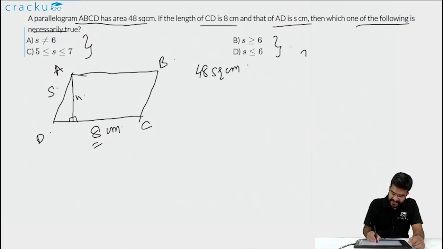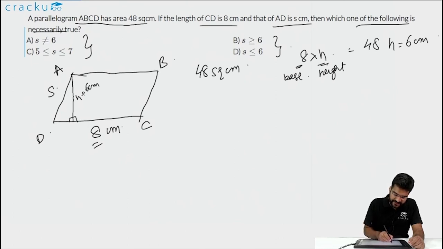What we are given is that 8 into h, 8 is the base and h is the height of the parallelogram, is equal to the area, which is 48, or we are told that h is equal to 6 centimeters. So basically we are given a parallelogram where the height of the parallelogram is 6 centimeters. We are required to find out the range of S. Now suppose the point at which the perpendicular is dropped on CD is E. Now if you consider triangle ADE, this is a right angle triangle.